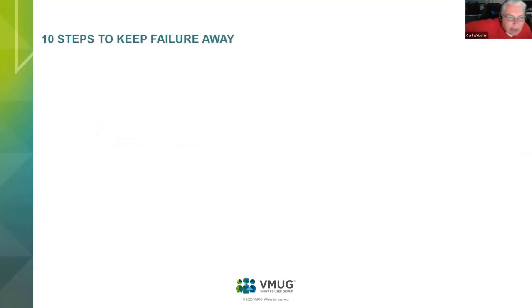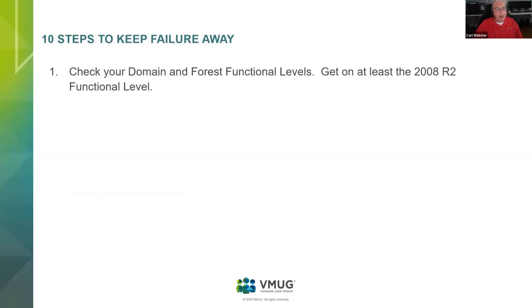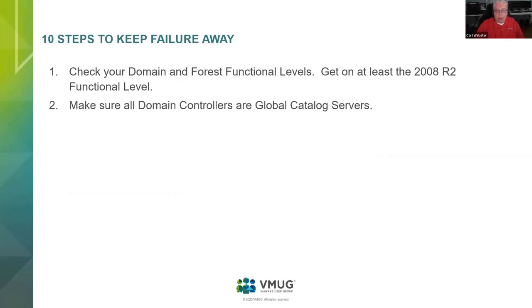All right, so 10 steps to keep failure away from our virtualization projects. You're going to check your domain, enforce functional levels, get on at least 2008 R2 and 2008 R2 functional level, and migrate sysvol from FRS to DFSR. Make sure all domain controllers are global catalog servers. No manually created connection objects in sites and services.